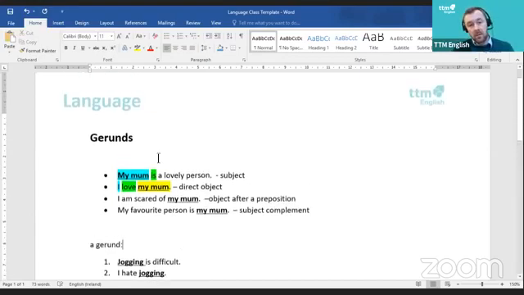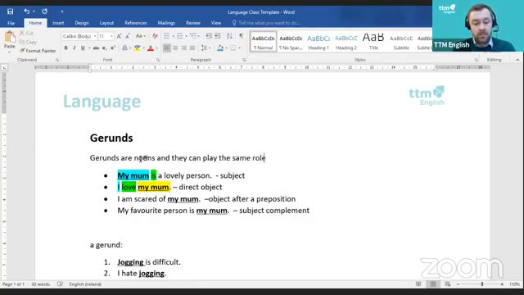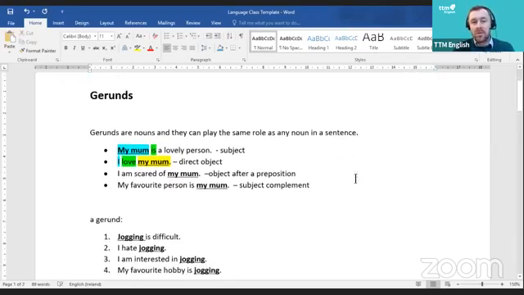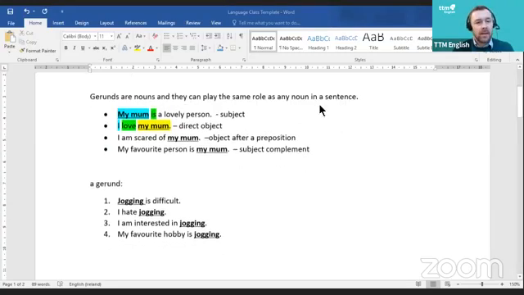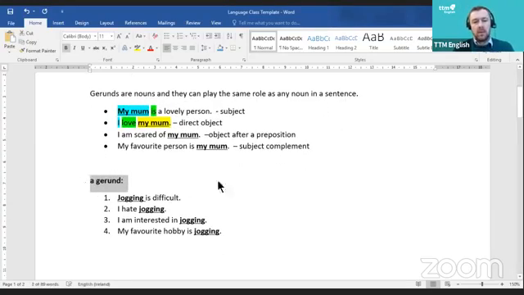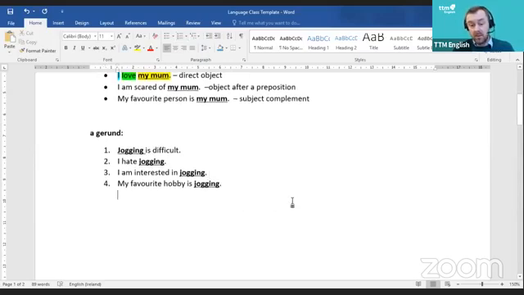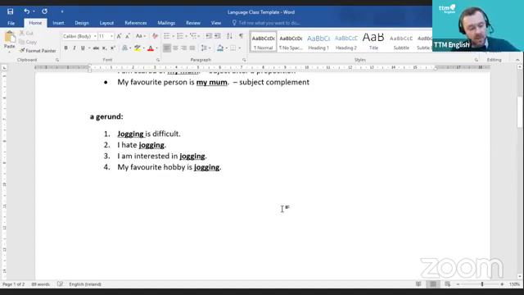Okay. Now, gerunds are nouns. Gerunds are nouns, and they can play the same role as any noun in a sentence. But they also have a slightly tricky role in English. And I think, Sonia, the one that you came across at the weekend that we saw in the Skype speaking group is a really good example of where it can be confusing.